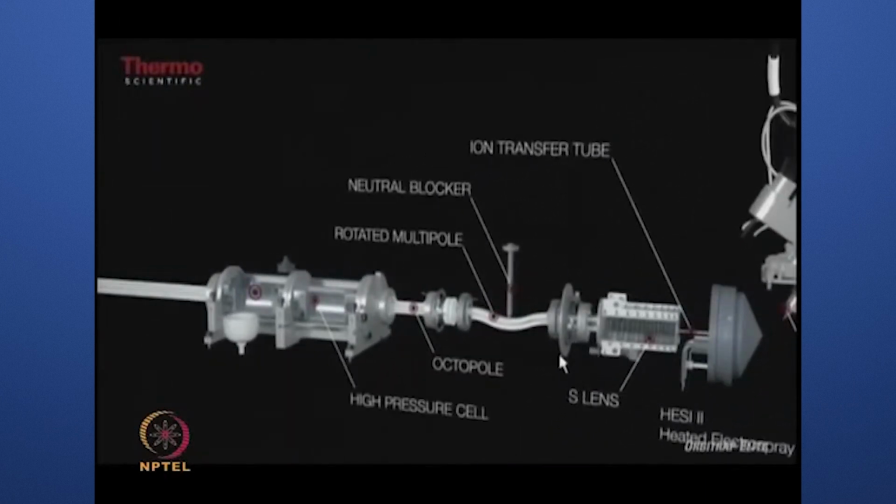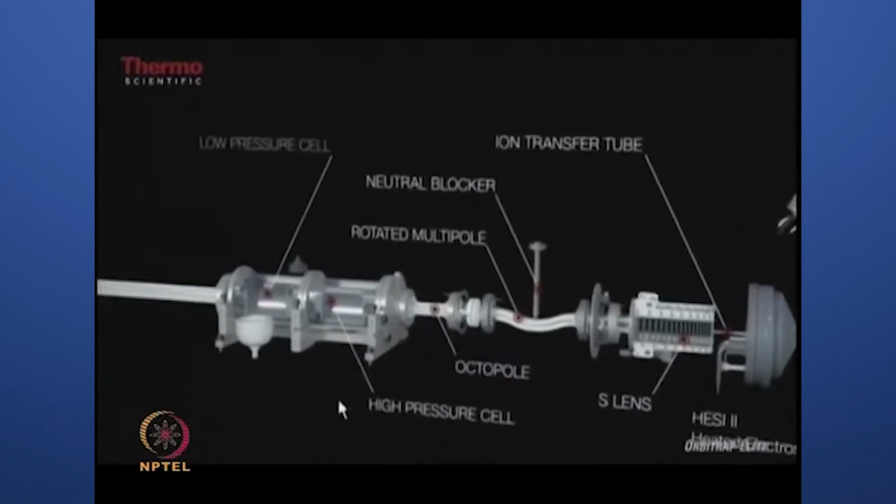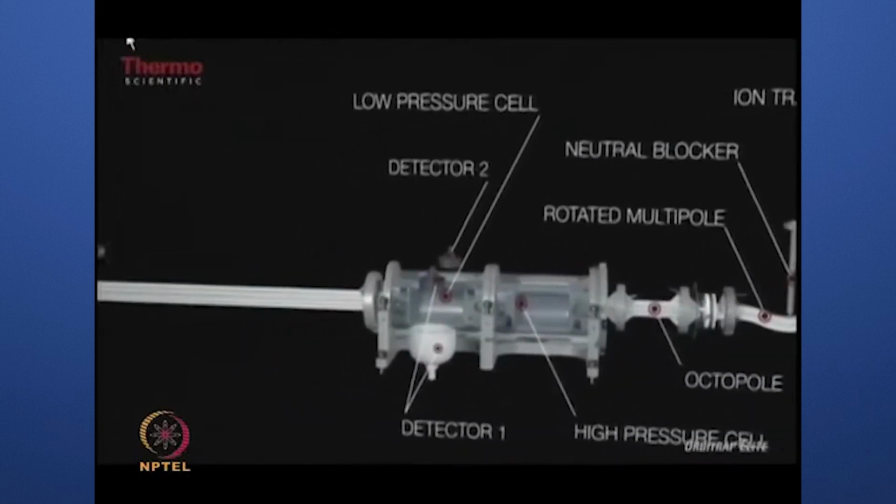After the transfer optics we have the transfer tubes, and we have the neutral blockers which block the neutrals coming from the source. Then we have the octapole, and then the ion trap. In the ion trap we have two regions: one is the high pressure cell, the other the low pressure cell.